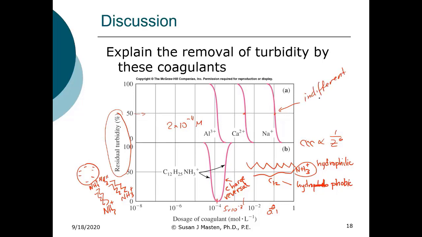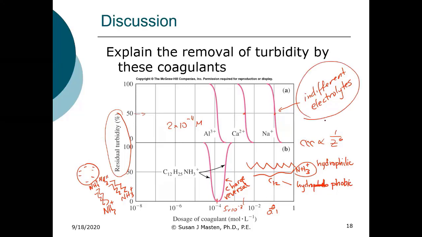Typically with indifferent electrolytes, as I mentioned, they interact by compression of the double layer. You can think of it that way. You typically don't get charge reversal, or you have to have very high concentrations. With aluminum, you'll see in some of the figures, you actually can get resolubilization, depending on the dosage. So sodium behaves as an indifferent electrolyte, aluminum to a lesser extent.